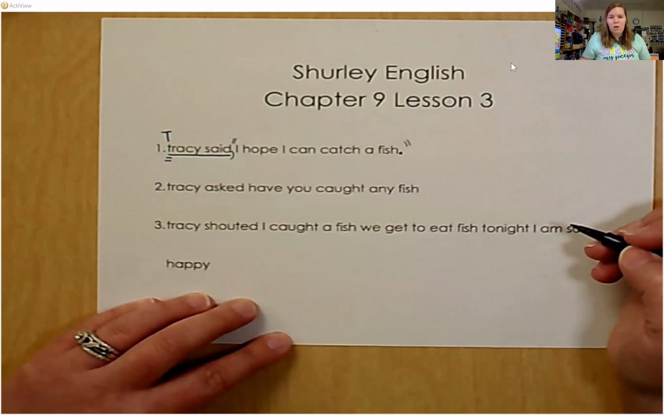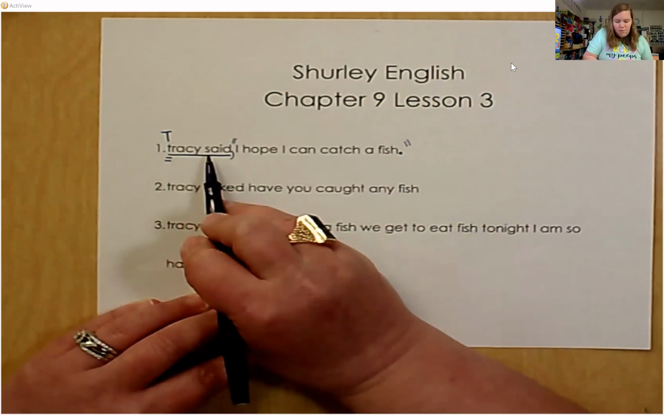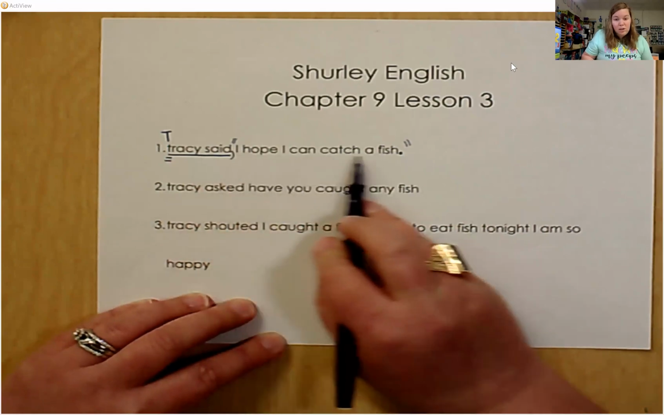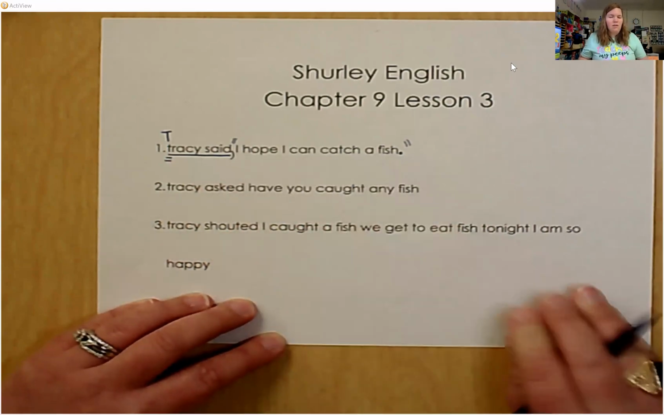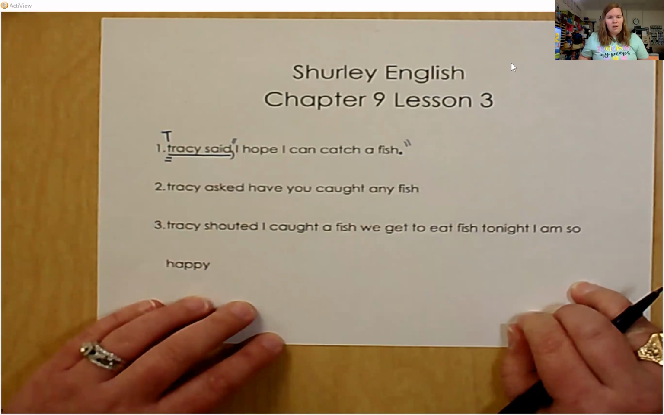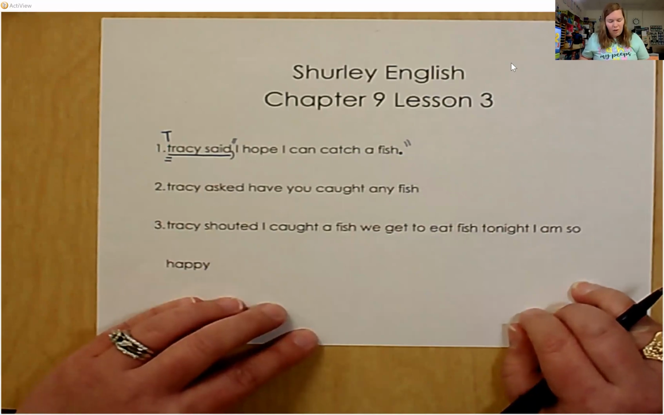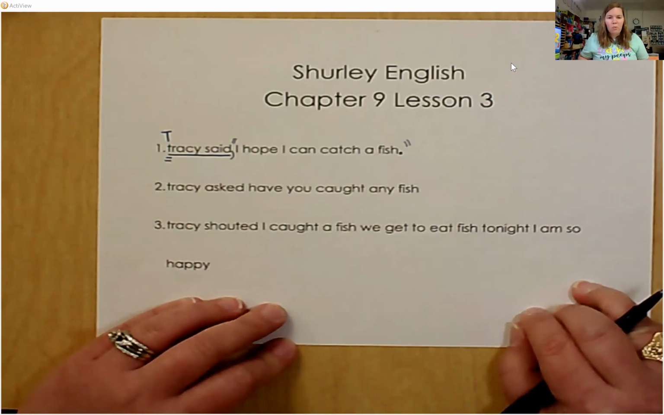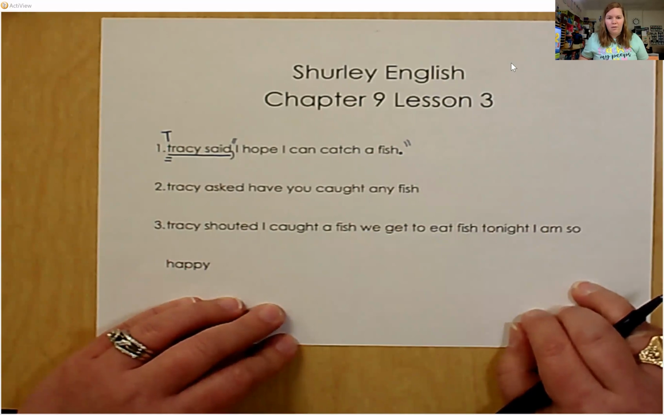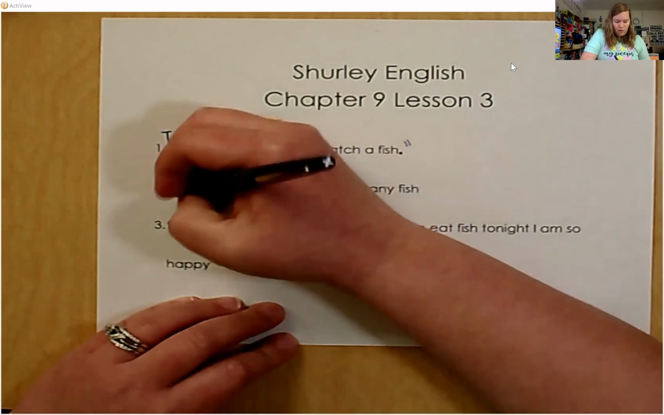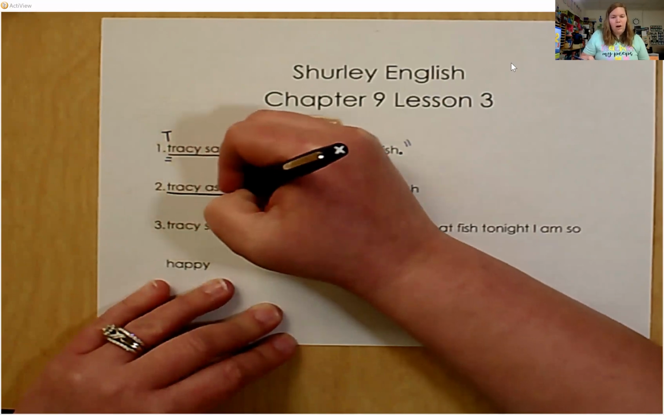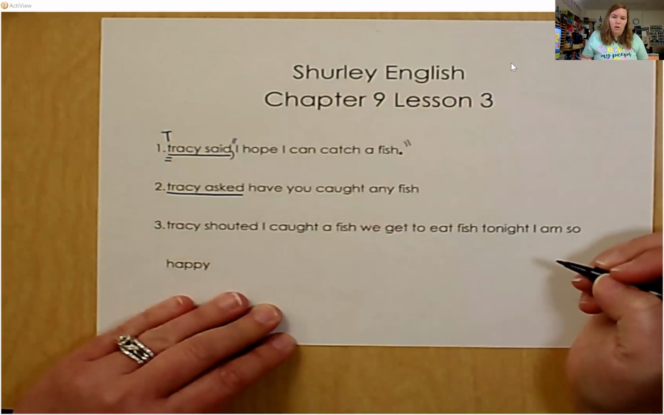Are there any more punctuation marks needed? No. Tracy said, "I hope I can catch a fish." That is the end of sentence 1. Number 2 is very similar. Number 2 says, Tracy asked, have you caught any fish? What are the explanatory words in number 2? Who is speaking? Right, Tracy. Tracy asked. Go ahead and underline that. Those show the explanatory words.